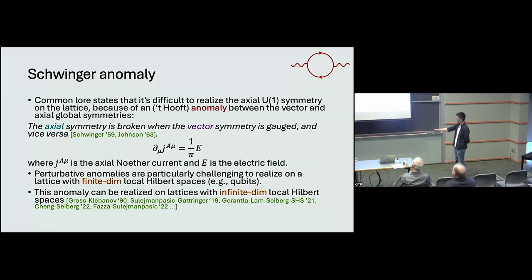But all these models involve infinite-dimensional Hilbert space on every local site. And that's not the case for us. So this is another reason why people typically think it's difficult to realize such a perturbative anomaly on a lattice model with finite-dimensional Hilbert space.